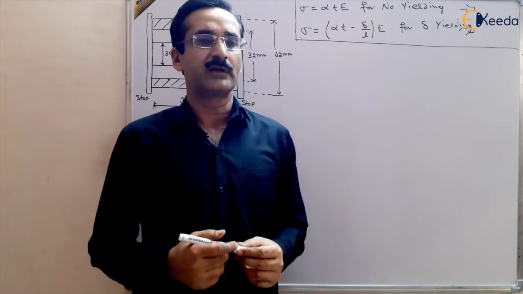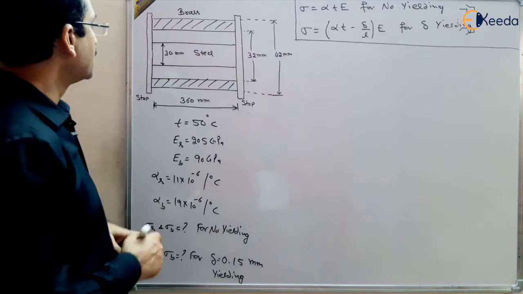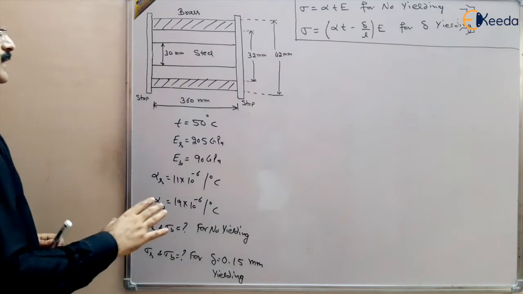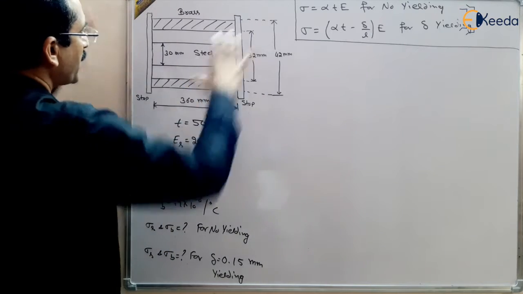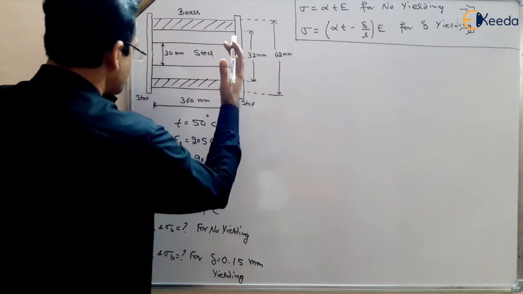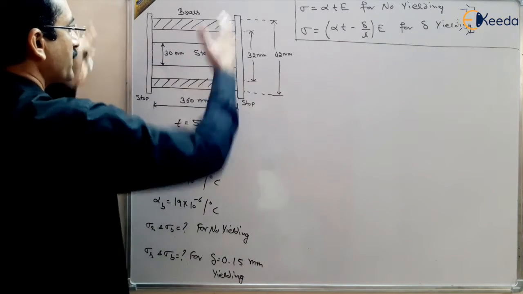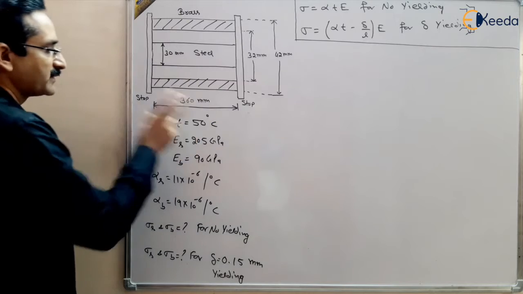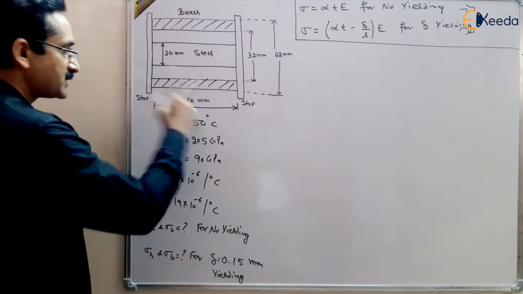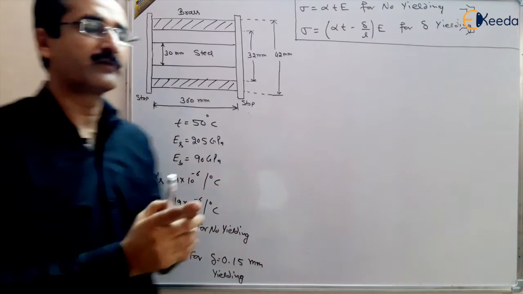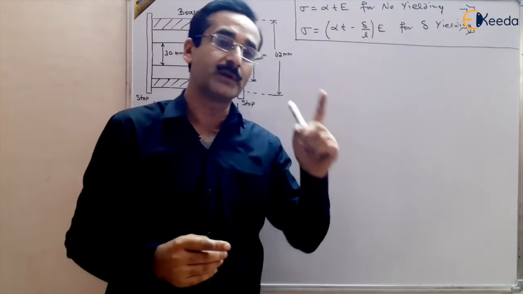This question is regarding thermal stresses. In the section given there is a steel bar and a brass tube, and the steel bar is inserted in the brass tube, and there are rigid supports which are stoppers, which stop the steel and brass from expanding when the temperature rises by 50 degrees centigrade. It means that the expansion is restricted, and you know that whenever expansion is restricted in temperature stresses, the stresses are developed in the material.